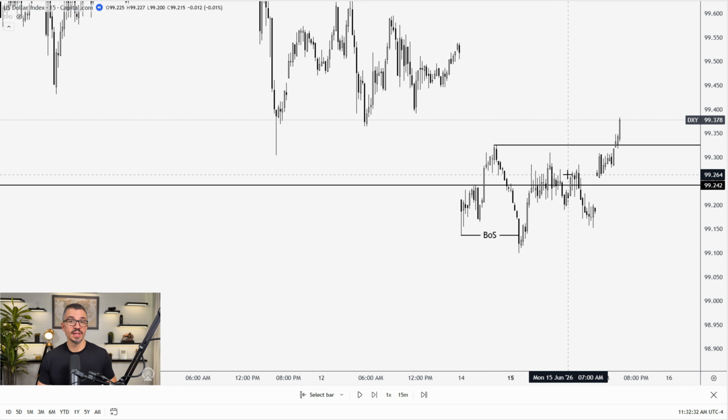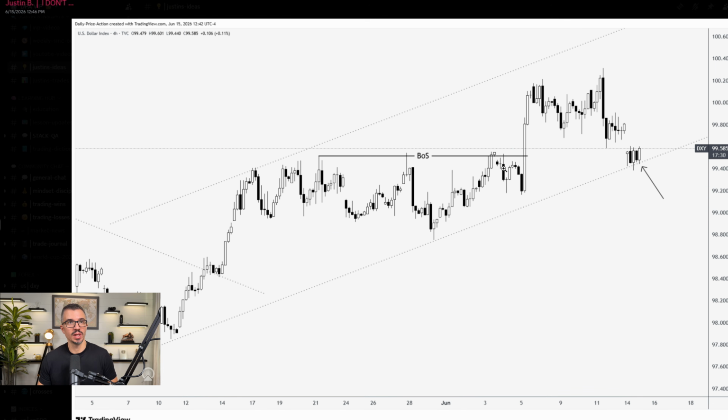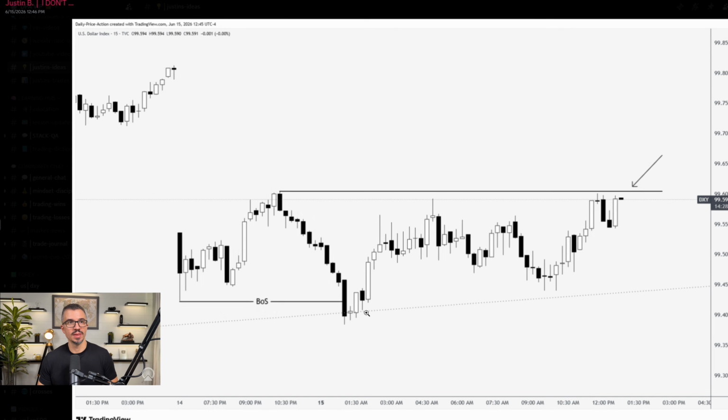Now, like everything else in this video, the two other examples we looked at, this was also something I mentioned in Discord as well for members. So right here, this was the post and these were the charts. So there's our key level. You can see the BOS here mapped out with SMC terms. And then this was the 15-minute chart, exactly what I'm showing you right now.